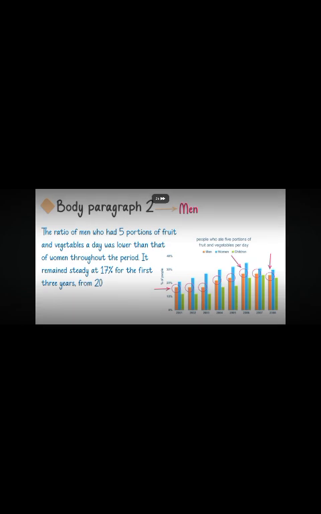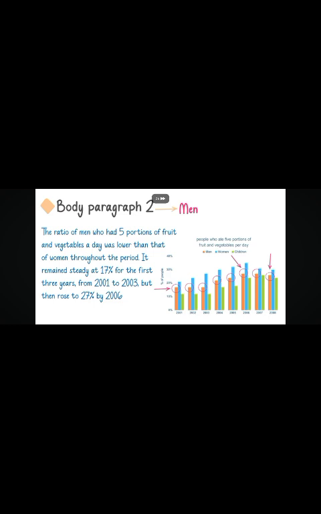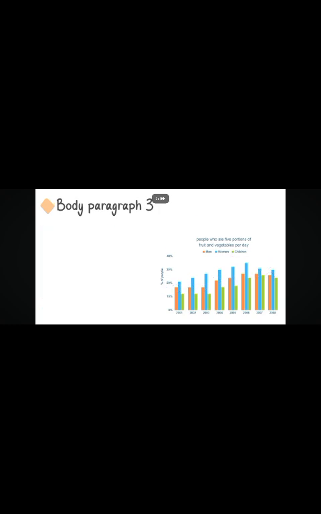For the first 3 years, from 2001 to 2003, but then rose to 27% by 2006, right? So when I say it rose to 27%, it means that from 2003 up to 2006, there was an increase without any decline, right? And declined slightly to 26% by 2008. Again, here I wrote about the percentage of men in the ending date in 2008, right? This is very important. And now it's time to write about children.